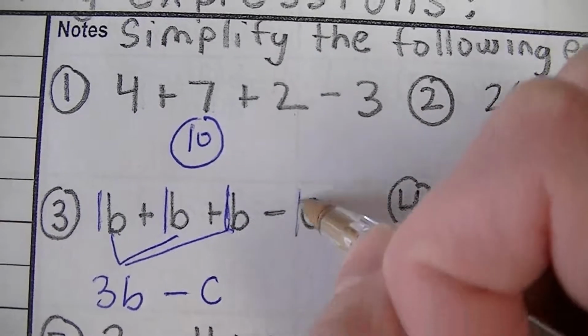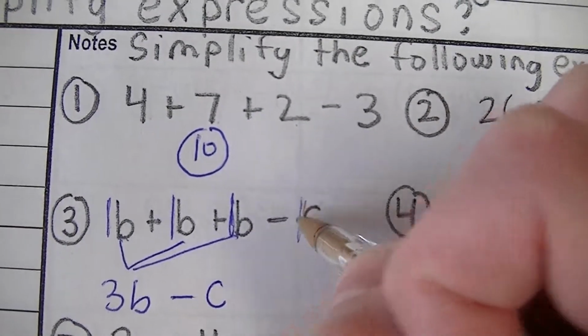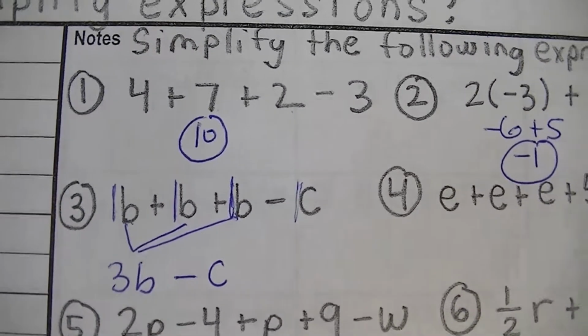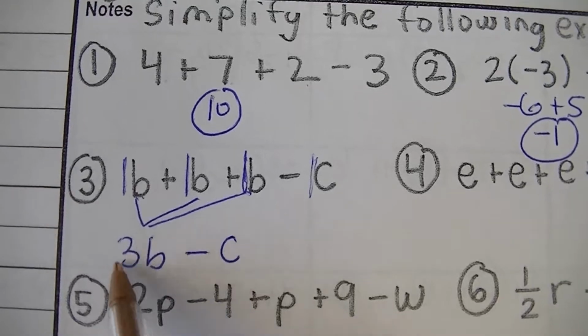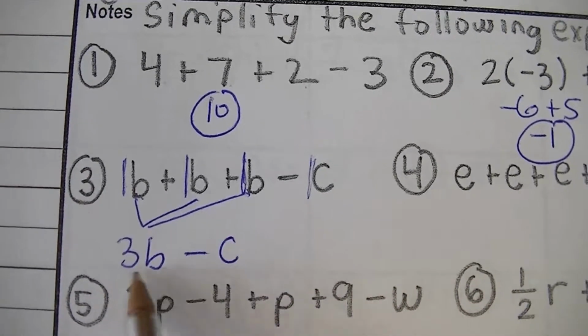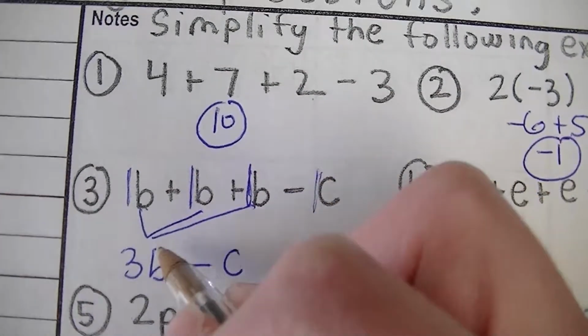And again, you can put the 1 right there if you want, but typically people don't do that just because maybe we're kind of lazy. And you cannot go 3b minus c because this term ends with b, this term ends with c, and they're not like terms. So that's as simplified as it gets.